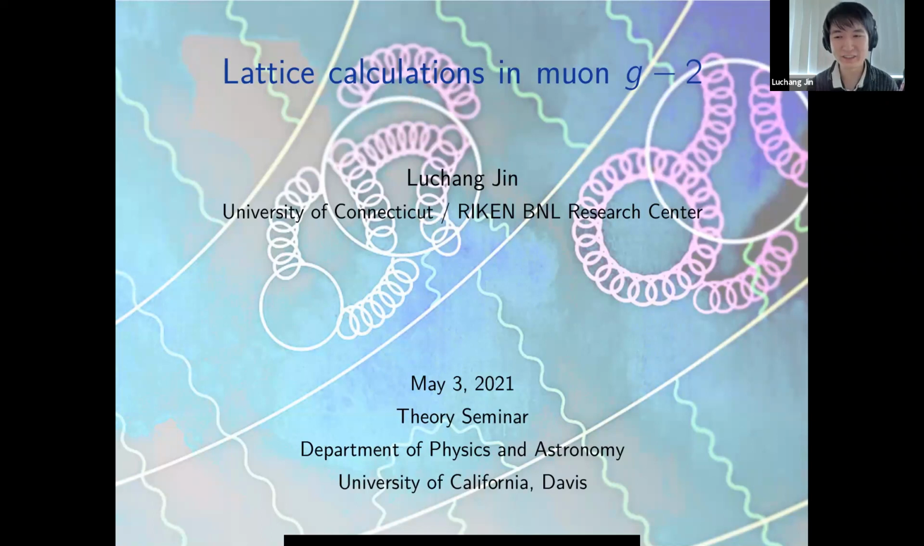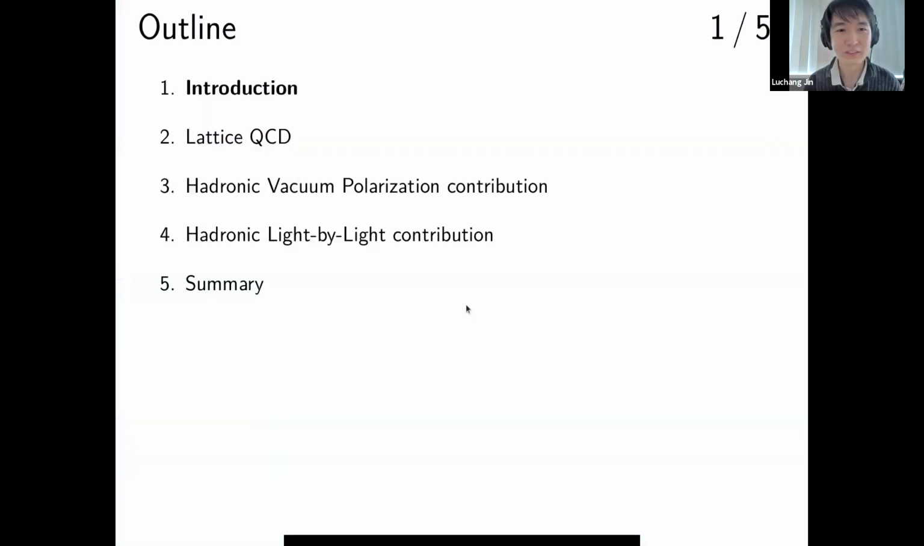Thank you for the invitation to give a talk. I'm very happy to talk about the lattice calculations in the muon g-2. I will give some introduction to muon g-2 and also lattice QCD, and then talk about two of the hadronic contributions, which are the dominant source of uncertainties in the standard model theory predictions for muon g-2. One is hadronic vacuum polarization, and the other is hadronic light-by-light contribution.